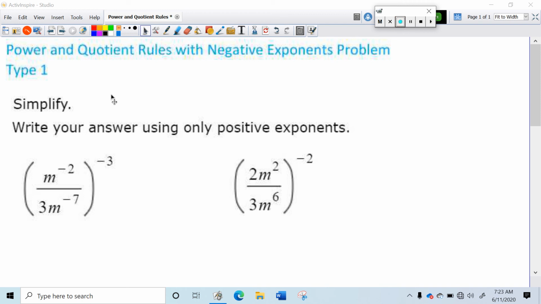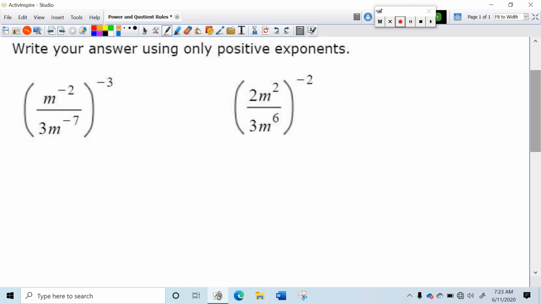I'm going to simplify these terms and write the answer using only positive exponents. Okay, so I'm going to take my negative exponent on the outside and I'm going to circle it so that I don't forget about it. And I'll explain why in a moment, what I mean by that.